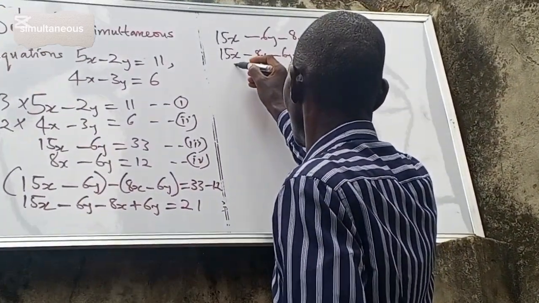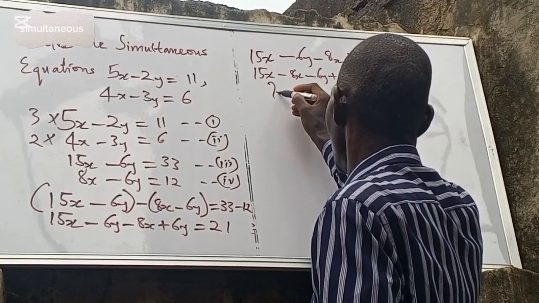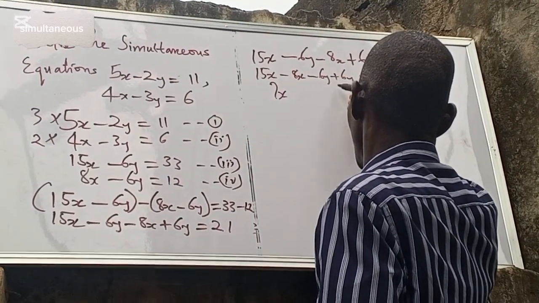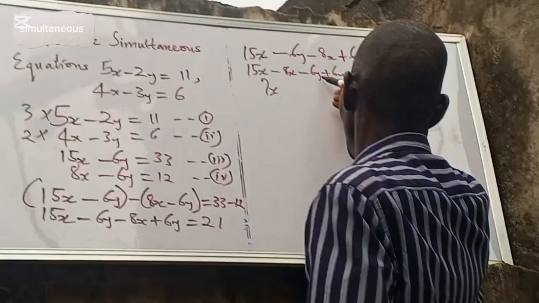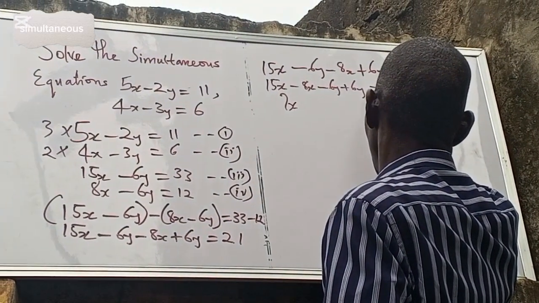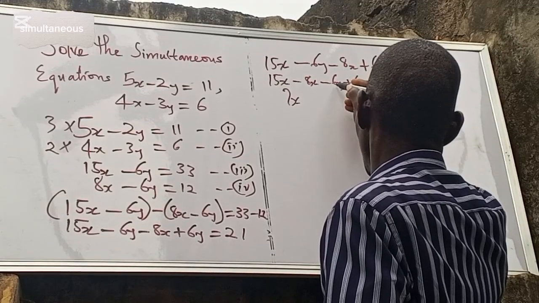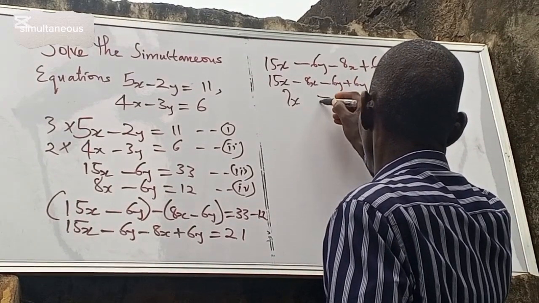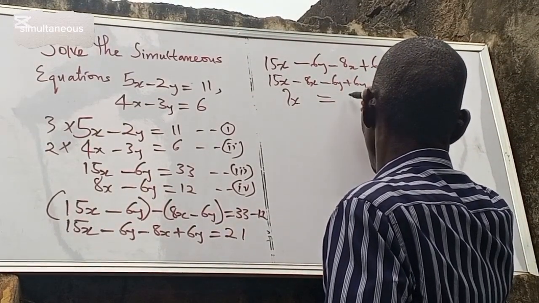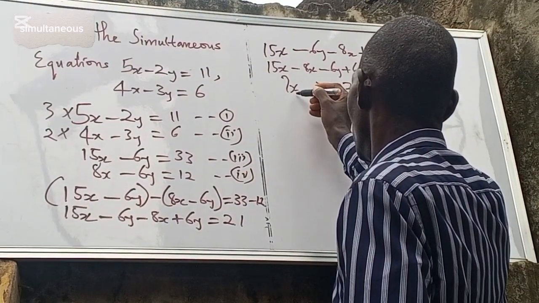15x minus 8x will give us 7x. Then minus 6y plus 6y will give us 0. So we have 7x is equal to 21. This x is what we want to find.